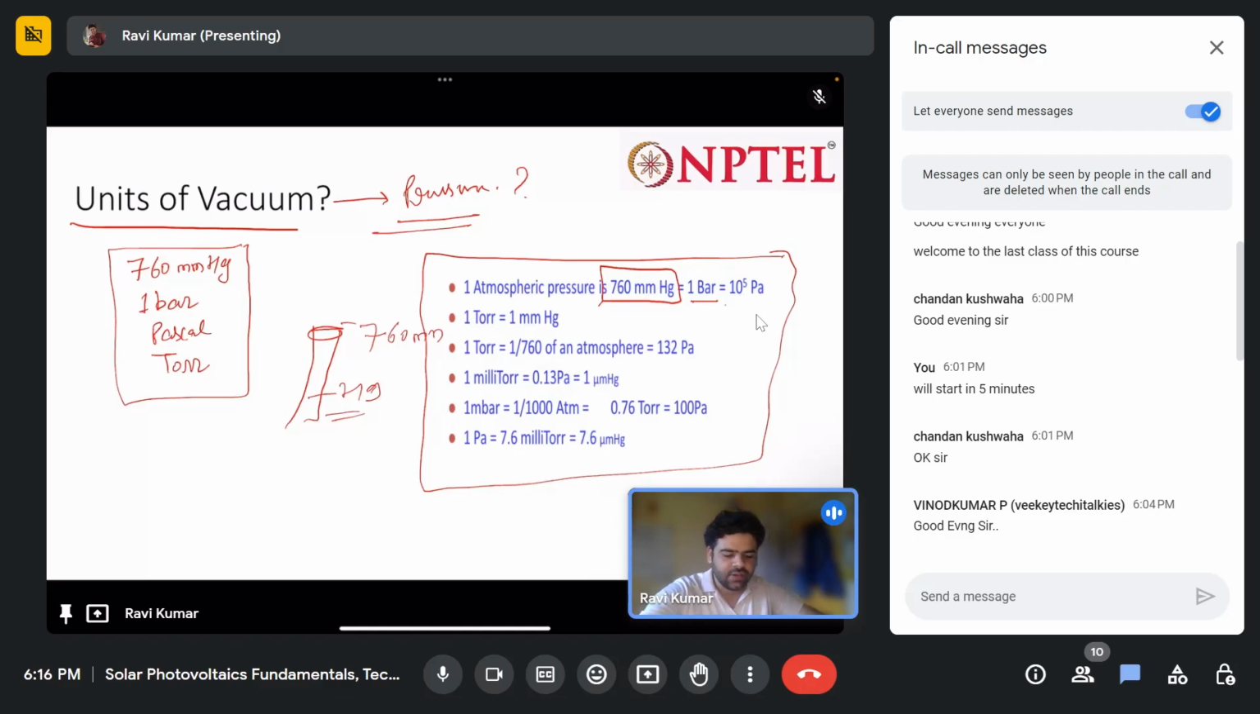And 1 mm of Hg we can say is 1 torr. We can convert it into Pascal as well as millitorr, millibar, and so on. These are some internal conversions of different units. So vacuum is a condition when the pressure inside is less than atmospheric pressure, and that pressure is measured in different units, given here.